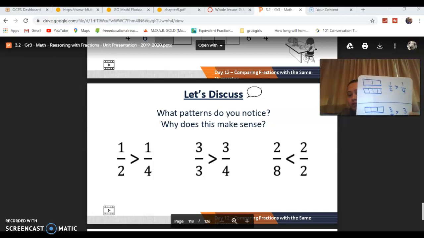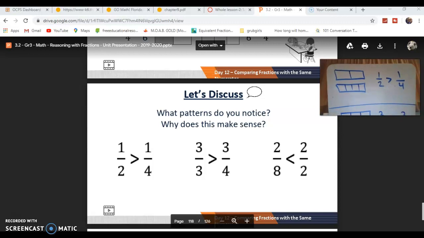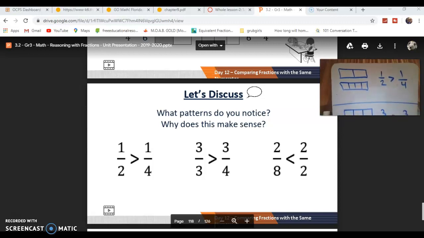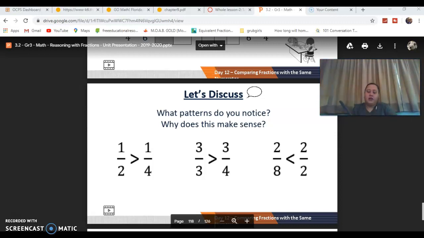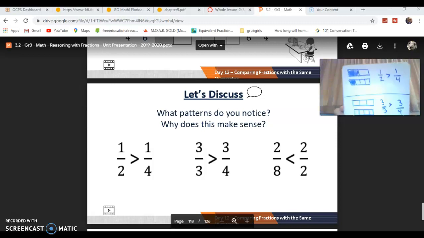So I went ahead and drew out the first one right here. 1/2, they're saying, is greater than 1/4. Well, here are my visuals, and I make sure to draw the same size rectangle. Now each one has shaded 1. They both have 1 shaded. So I'm going to shade the one piece from the half and one piece from 1/4. And then you'll see my visual right here.